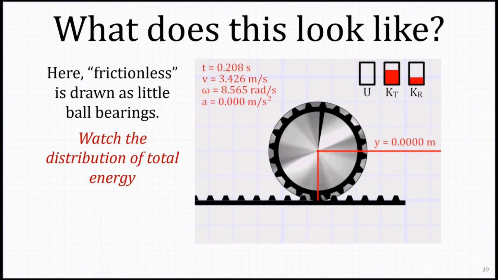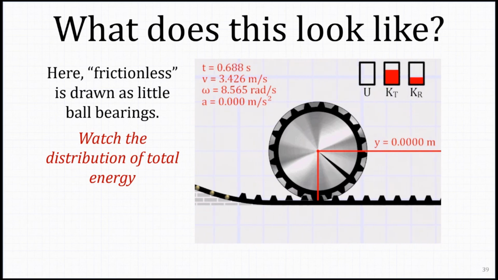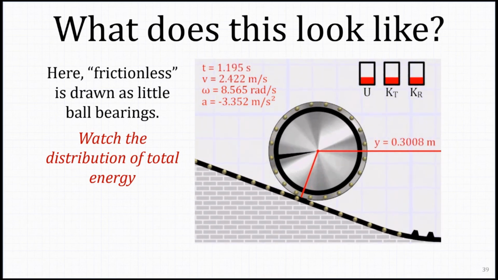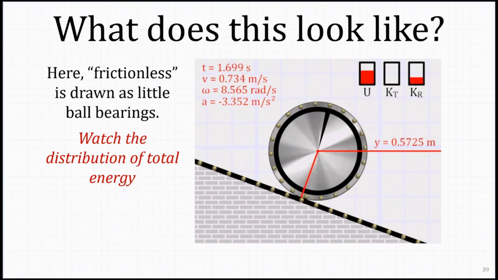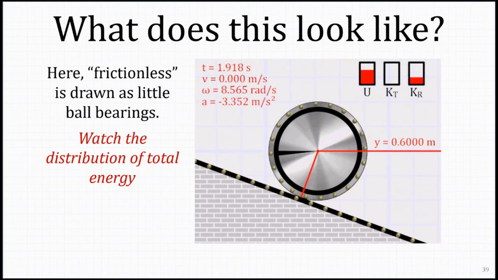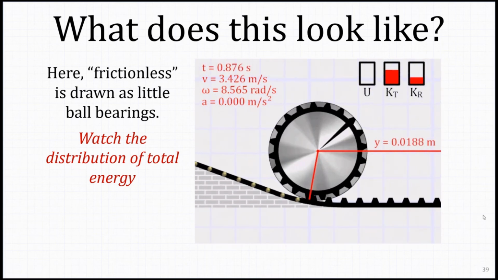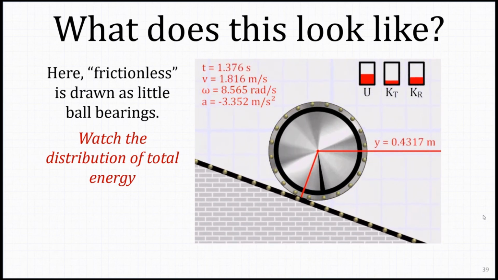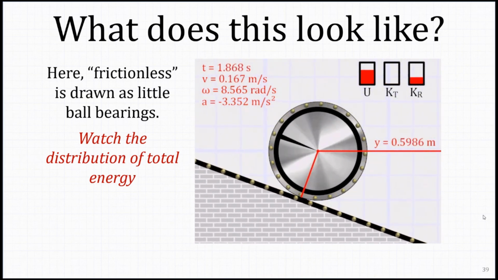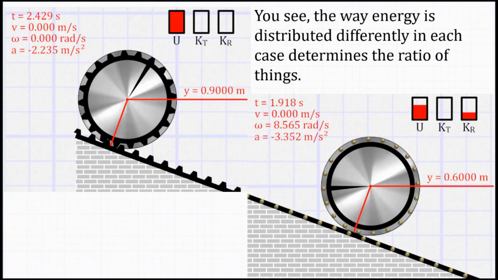Here's what this one looks like. I'm going to use little ball bearings to represent sliding. And you see how it doesn't get up quite so high, and it's slipping in place and skidding. Watch the distribution of energy in the top corner when I run this again. Okay, we have the same distribution, but now look, only the translational kinetic energy is converted to gravitational potential. The rotational stays put. So without that added energy, we can't go as high up the incline. So the way the energy is distributed differently in each case determines the ratio of things.